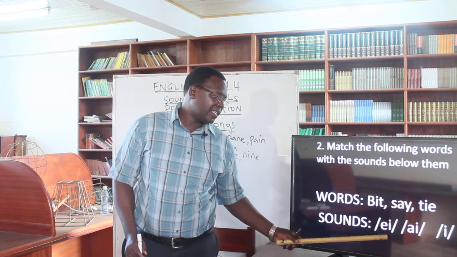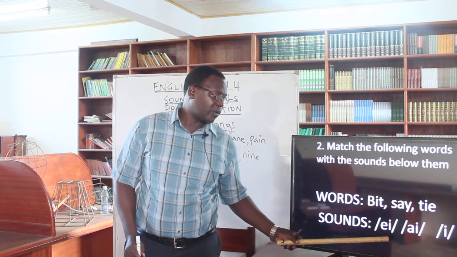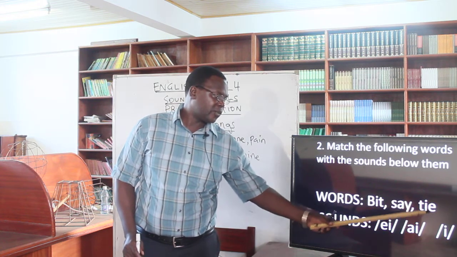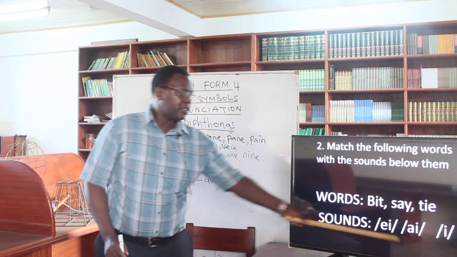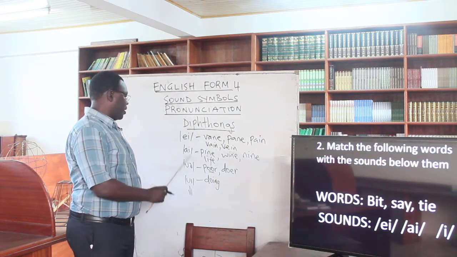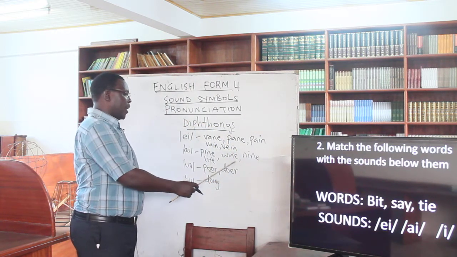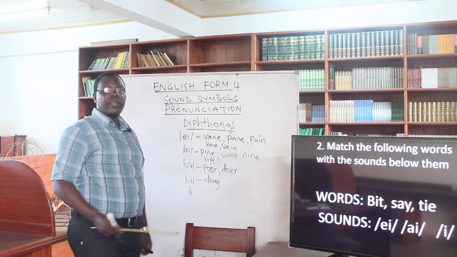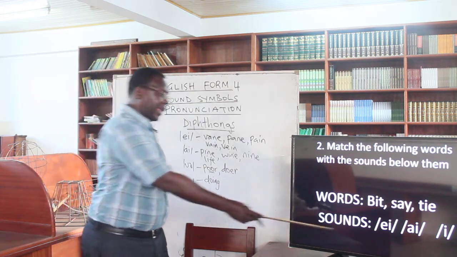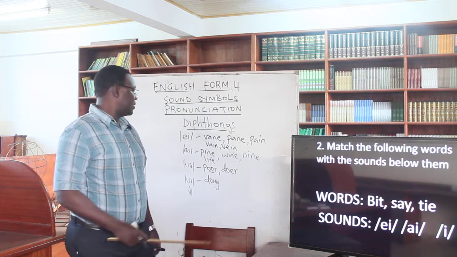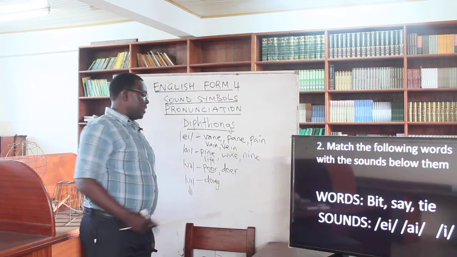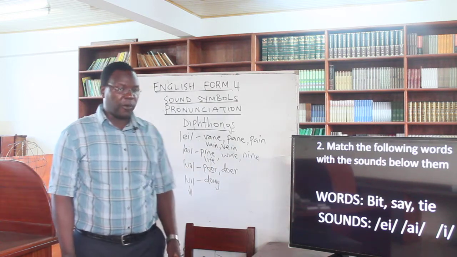The diphthong is this, that sound there is this one. And tie is this one, which goes with words like pine, wine, nine, life, etc. And A, the commonest, with vein, pain, and so on and so forth.